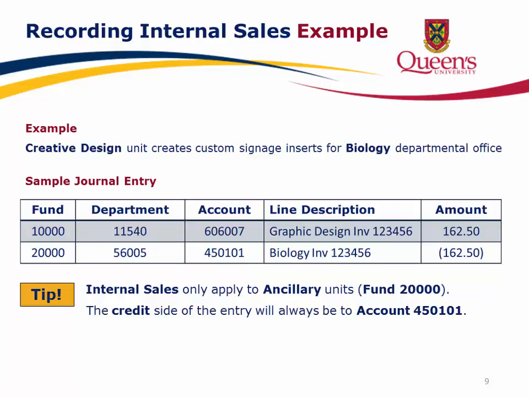The line description on both sides of the entry should always inform the account holder of what is being charged and/or credited. Some important tips to remember. Internal sales only apply to ancillary units, units administered through Fund 20,000, and the credit side of the entry will always be to account 450101.